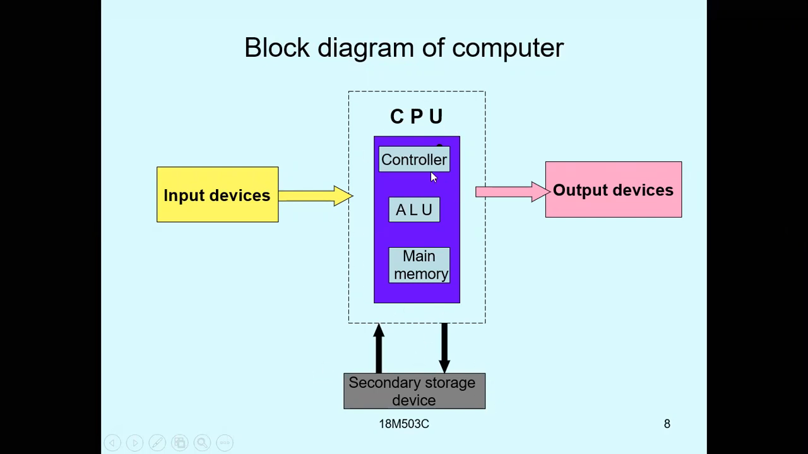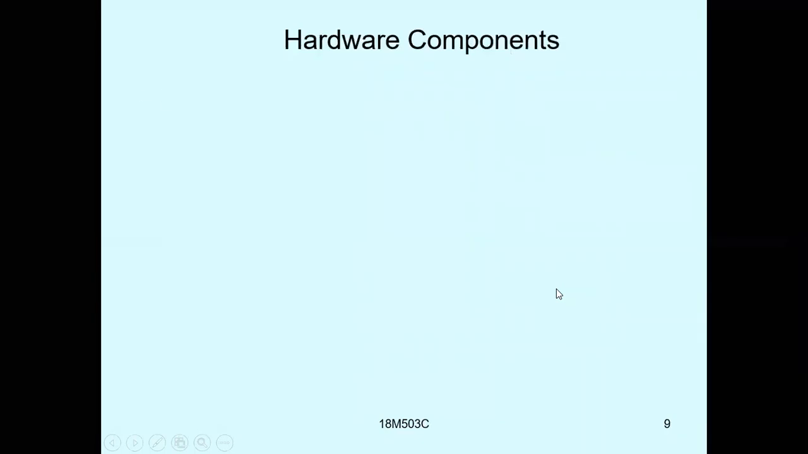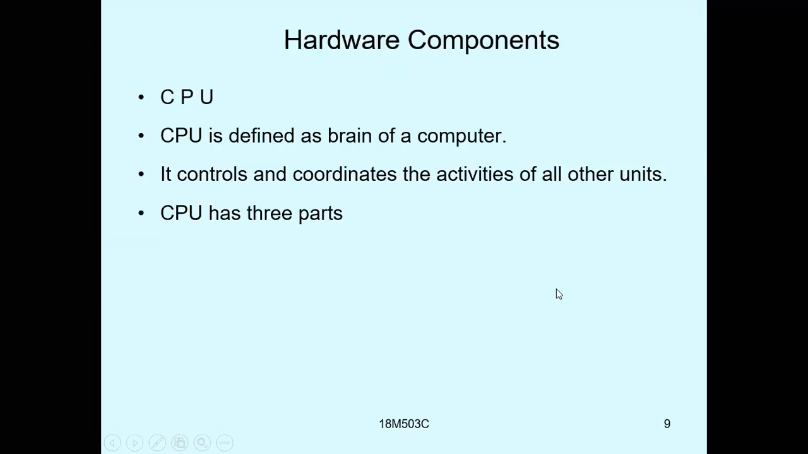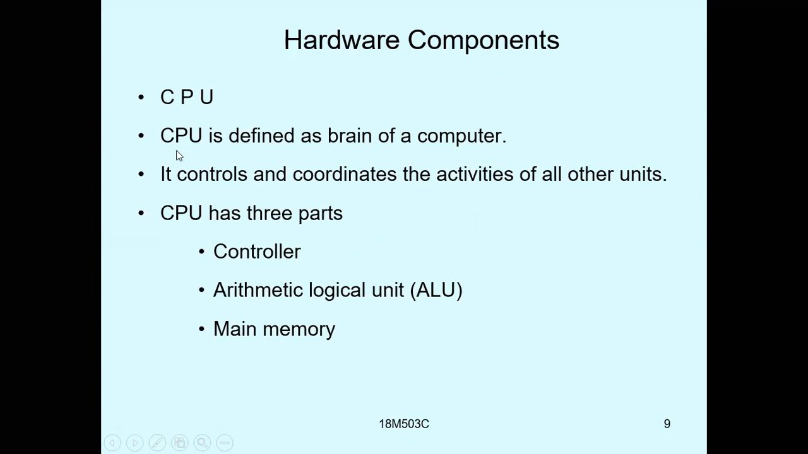And in the CPU, we have three things: one is the controller, the second is the ALU, and the third is the main memory. So this is completely called the CPU, central processing unit. What is CPU? CPU is nothing but central processing unit, and it is the main part of a computer. We can call it the brain of a computer, and it controls and coordinates the activities of all other units. Whatever activities are done in the computer are coordinated and controlled by the CPU. And the CPU has 3 parts: controller, arithmetic and logical unit, and main memory.